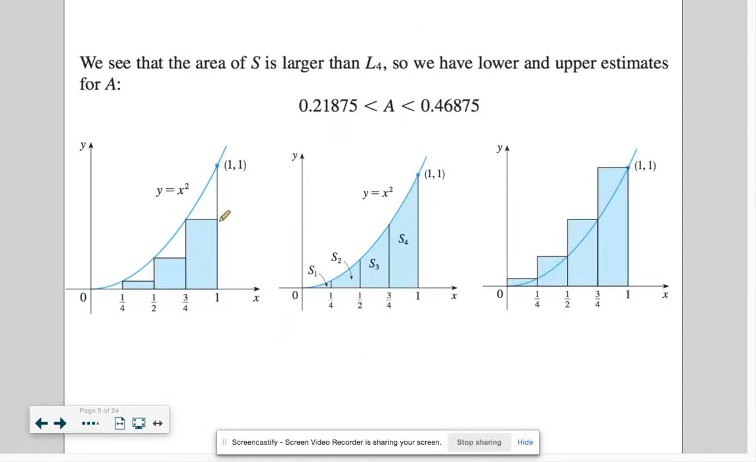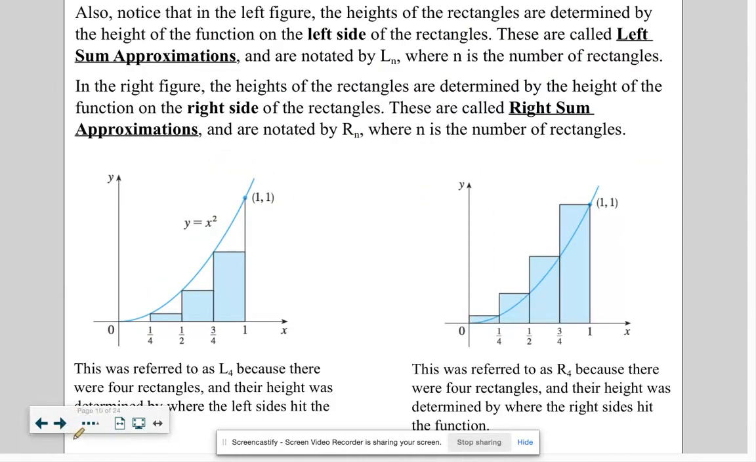So what I've got here is two approximations. One is a little less than what we're trying to find, and one is a little bigger. So I have narrowed down that my area has to be between these two numbers. Okay, again, real quick with the left and right differences. From now on, we are going to refer to these as left sum approximations or right sum approximations. We also call them Riemann sums. It just means breaking something into pieces to estimate the area.